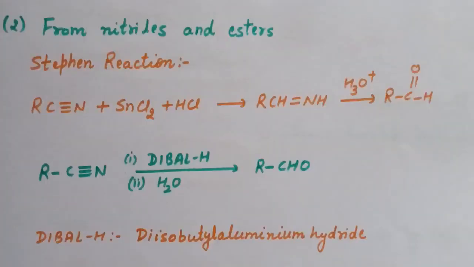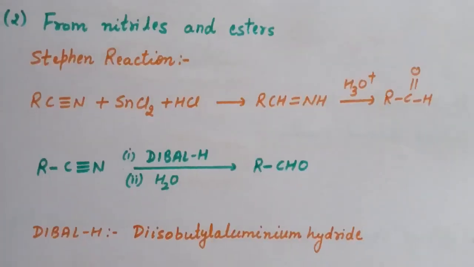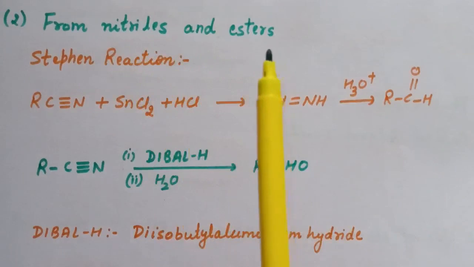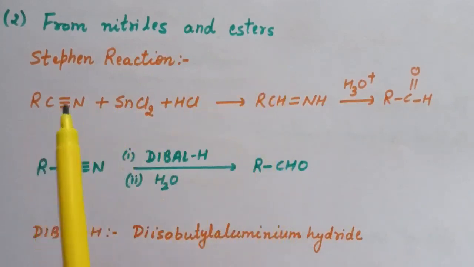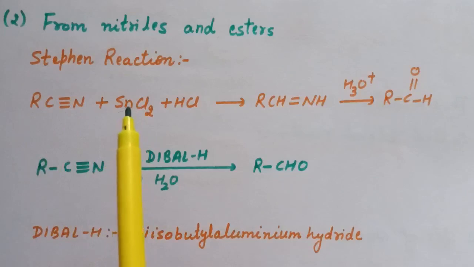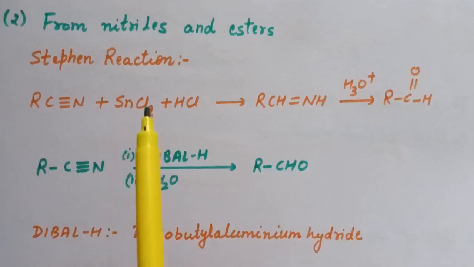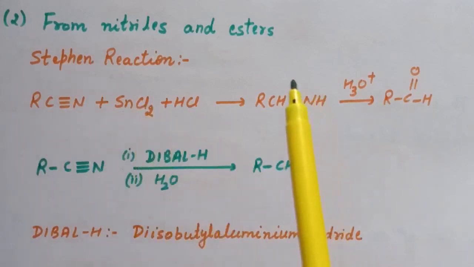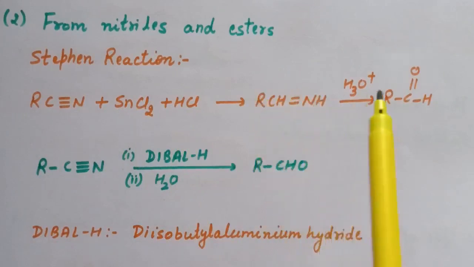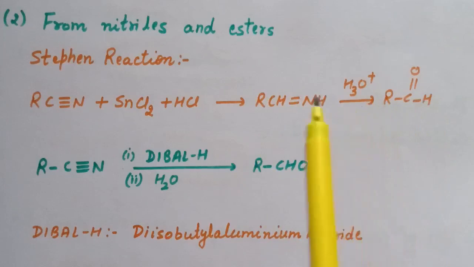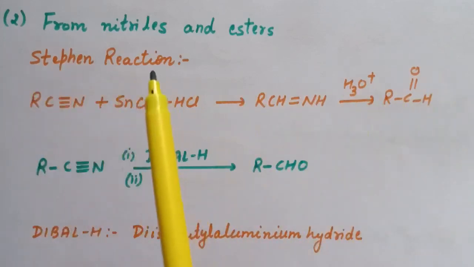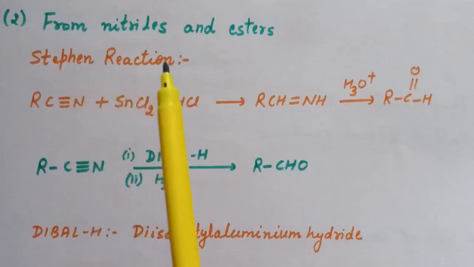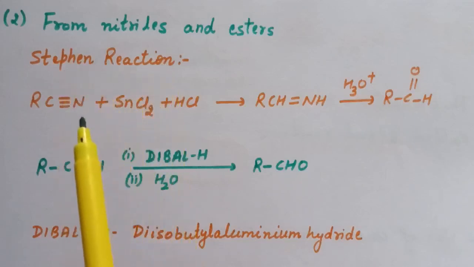Second preparation of aldehyde is from nitriles and esters. This is the formula for nitriles: RCN, in presence of stannous chloride, SnCl2 plus HCl. Here an imine is formed, and the hydrolysis of this imine results in the formation of aldehyde. And this is also a name reaction. The name is Stephen's reaction. So this is the second name reaction by which we can prepare aldehyde.